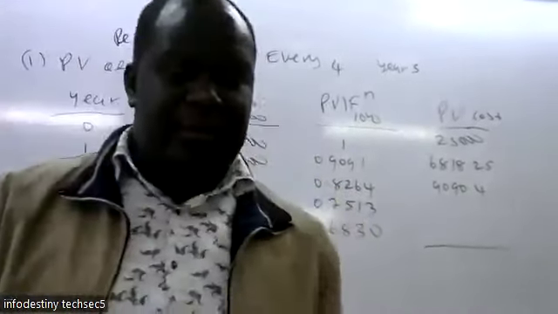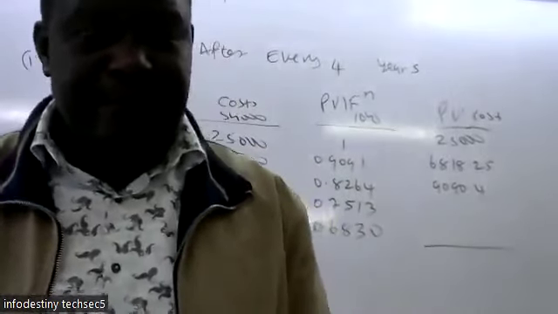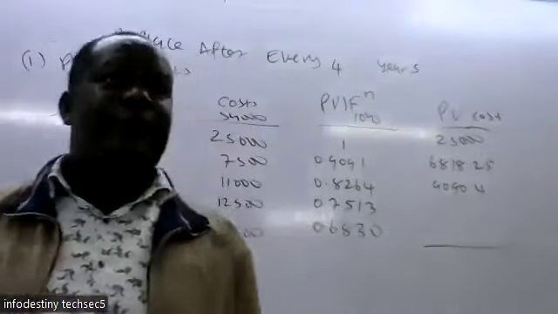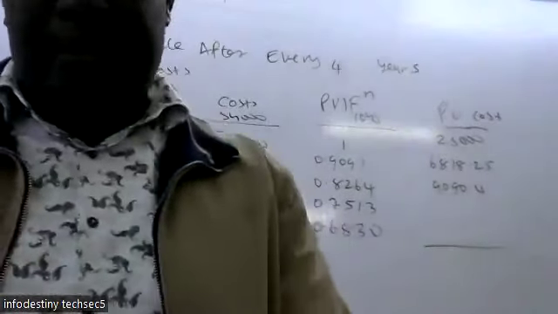Which one has the lowest? Is it year one, year two, year three, or year four? Year one for year three. Yeah, so when you are approaching from the cost perspective, you pick the lowest.